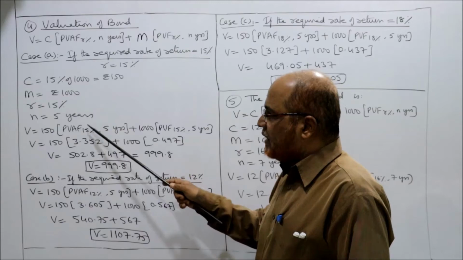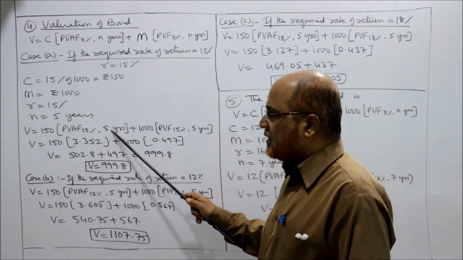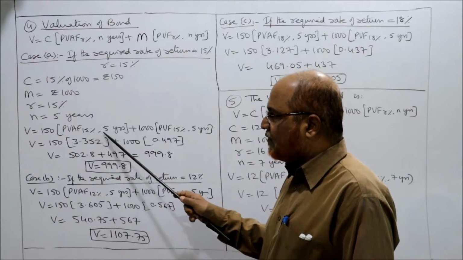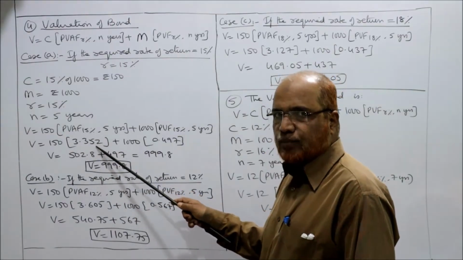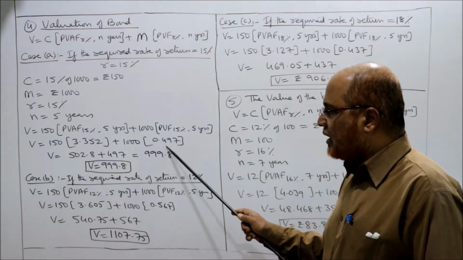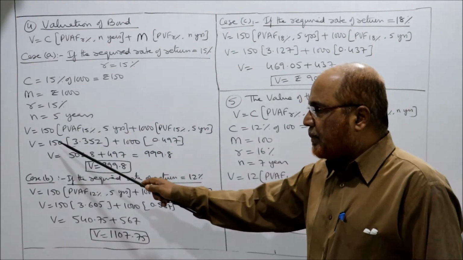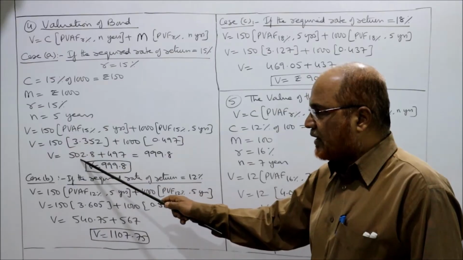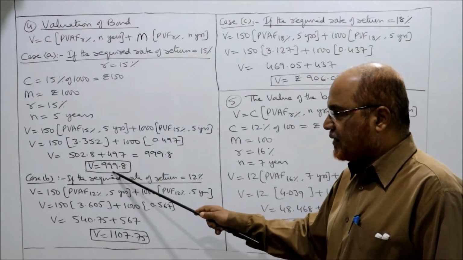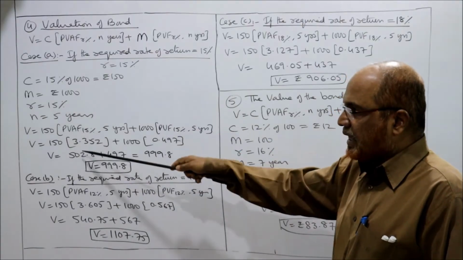In place of R we will take 15%, in place of N we will take 5 years. So if you calculate annuity factor 15% for 5 years, you will get 3.352. In the same way 15% 5 years PV of ₹1, you will get 0.497. So multiply 150 into this, you will get 502.8. 1000 into this amount, you will get 497 total. This is the A case.